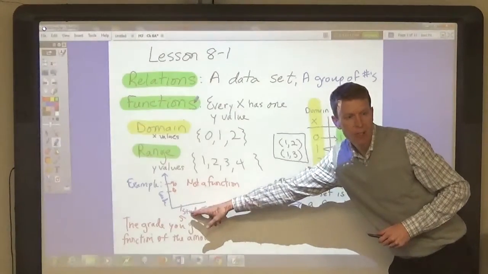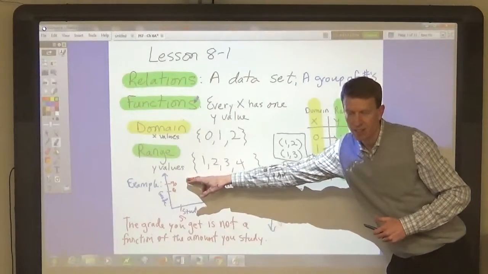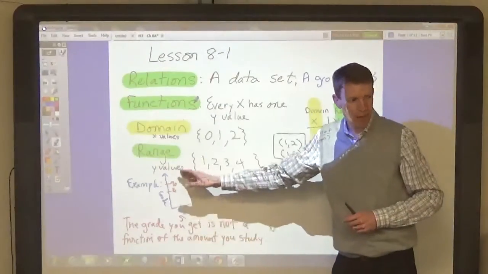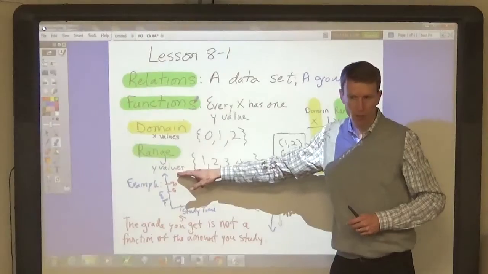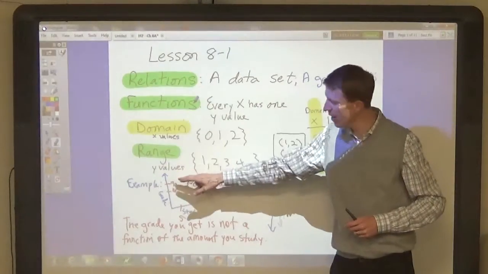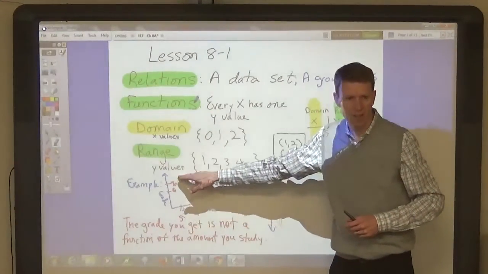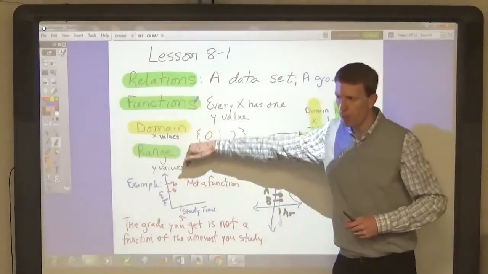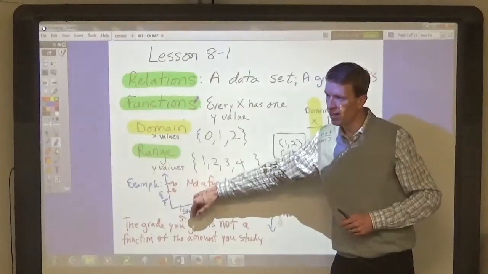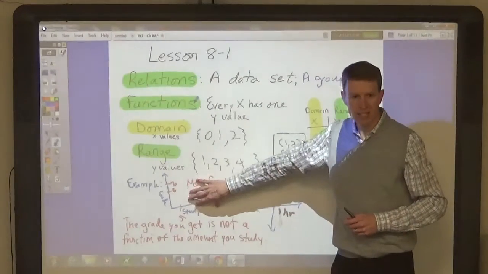Somebody might study a little bit and get an A. Somebody might study a little bit and get a D. If they studied the same amount of time and they got a different grade, then those 2 marks would be on a graph. They would be right up on top of each other. That would be an example in this survey of something that is not a function.